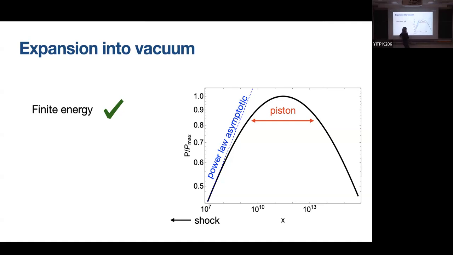So we're happy that the general profile agrees with the power law asymptotic, and we also see that behind this self-similar part of the flow, which is where the power law asymptotic is, there is this pressure peak, and this is where most of the energy is stored, and that's why we call it the piston. So this is what we actually expected from the beginning. We expected there to be some kind of a piston where most of the energy is, and in front of it, there will be this power law asymptotic, which will eventually connect to the shock wave.